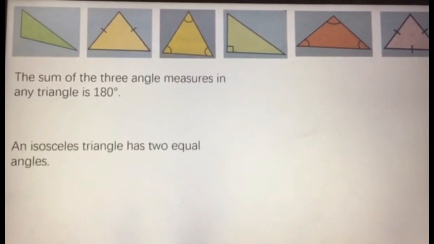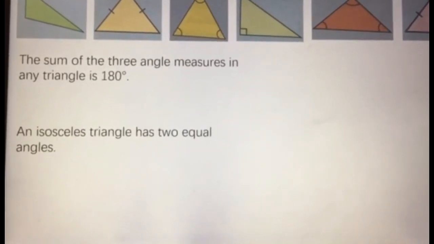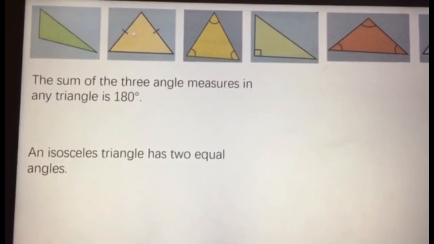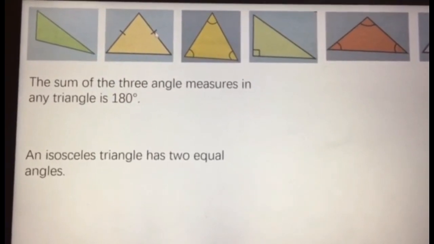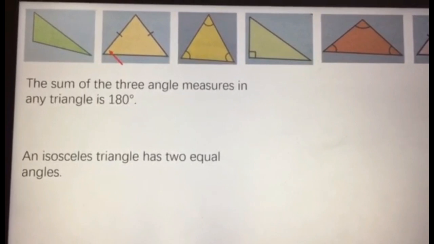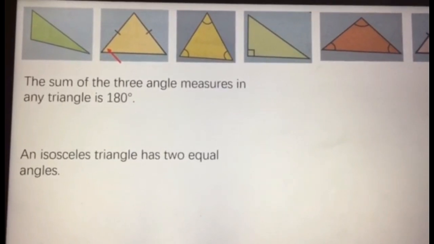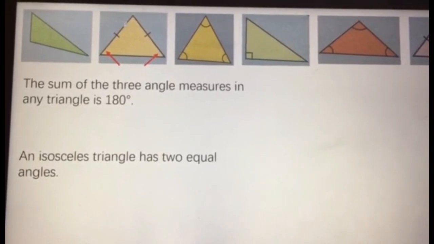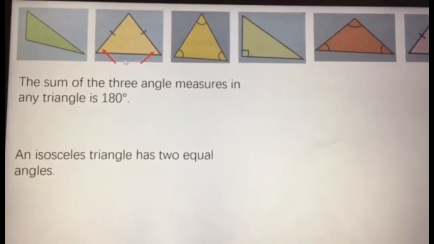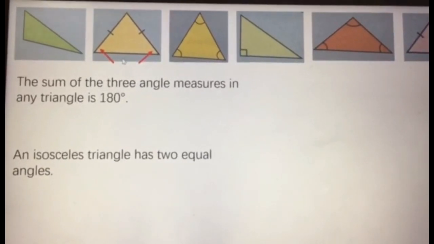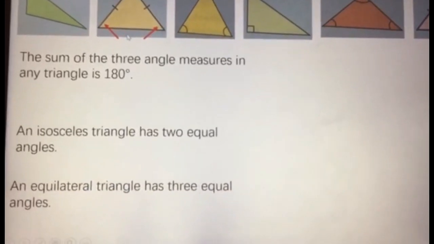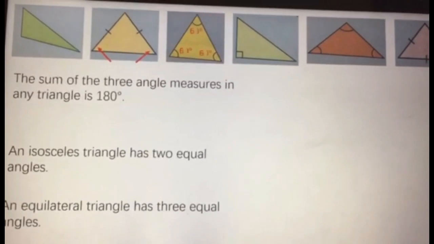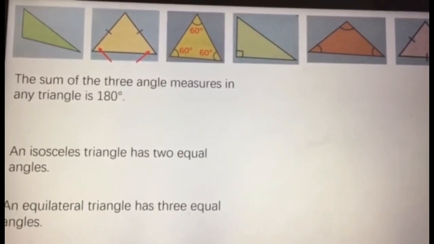And we also know that in an isosceles triangle with two equal sides, it has two equal angles, which are the angles that are opposite to the equal sides. This one and this one in this triangle. And in equilateral triangles, it has three equal angles, each of them measuring 60 degrees.